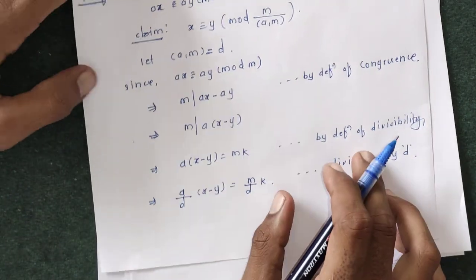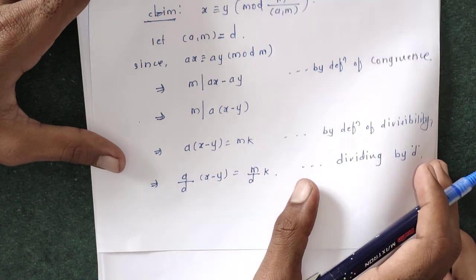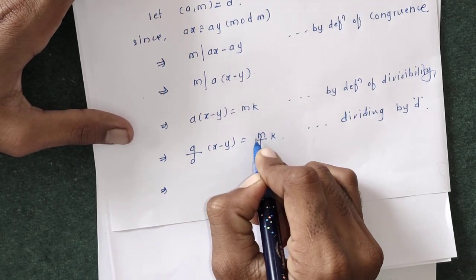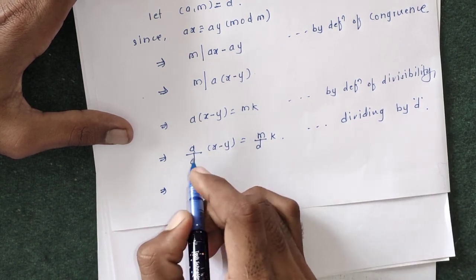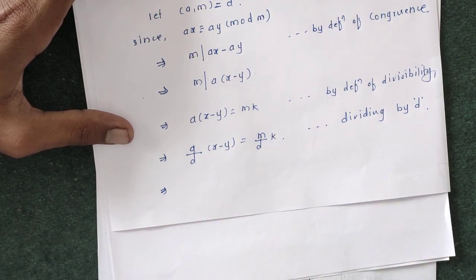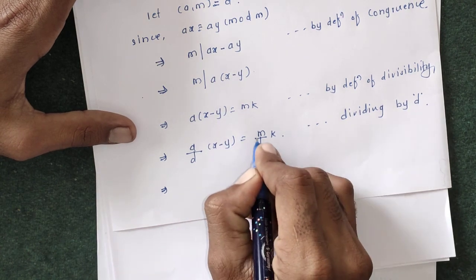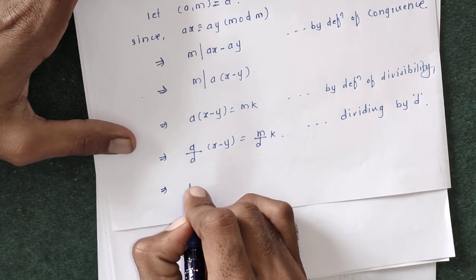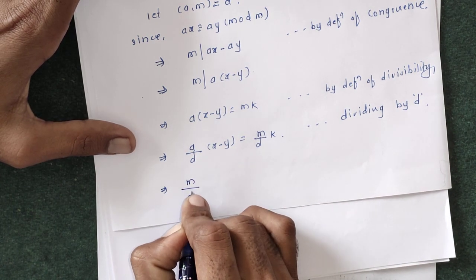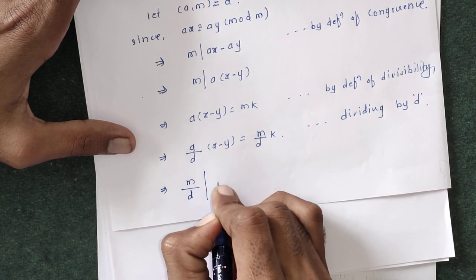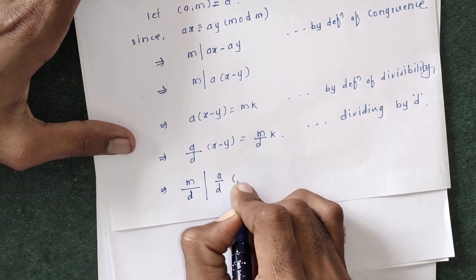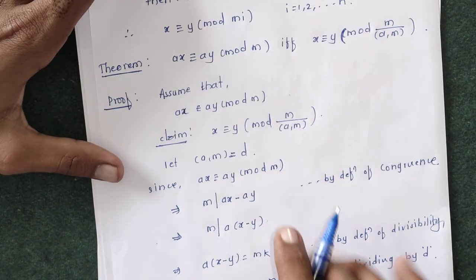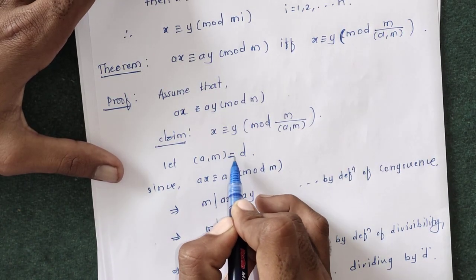So from this step we can write that m upon d divides this term by the definition of divisibility. Since m by d into some integer is equal to this term, this gives us m upon d divides a upon d into x minus y. But we have considered GCD of a and m is equal to d.